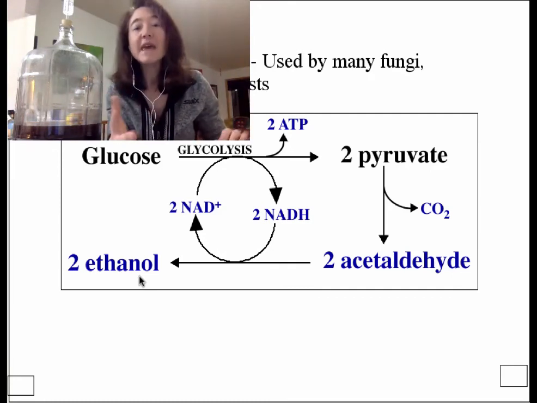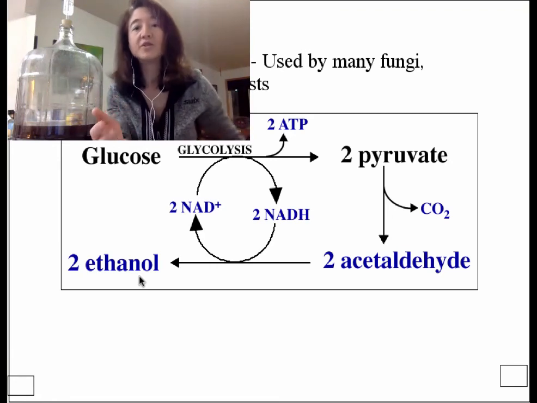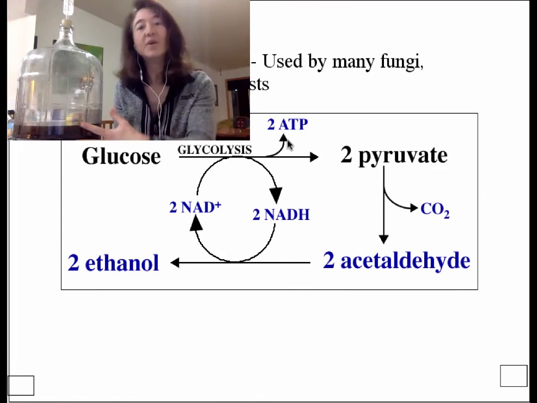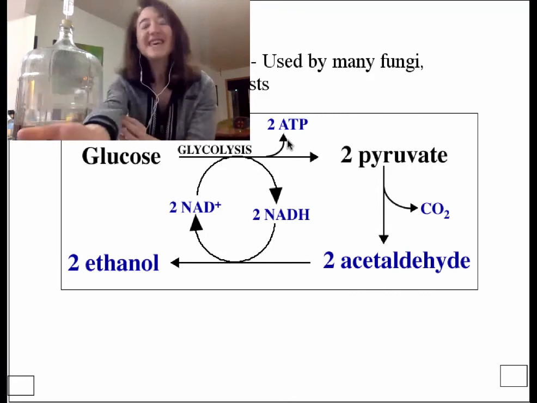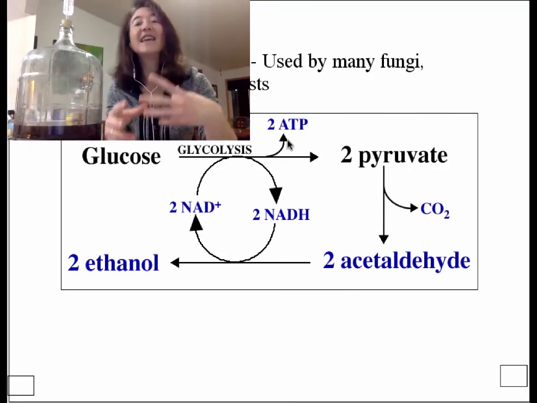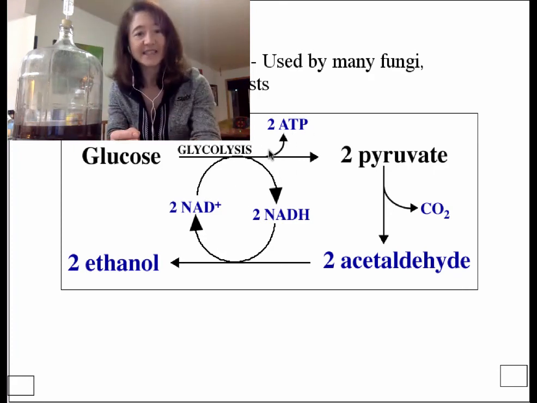They want to keep making ATP via that pathway. They want to be able to continue to generate energy. And that's why they do this, in order to regenerate NAD plus so that they can keep running glycolysis in this environment that is lacking an externally derived electron acceptor.